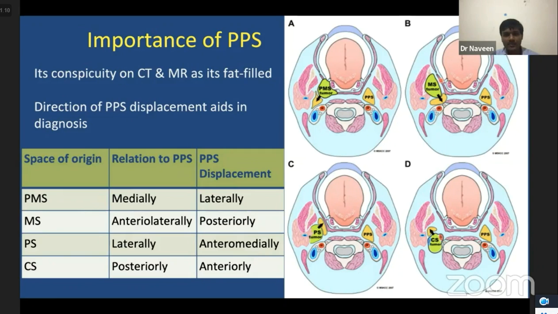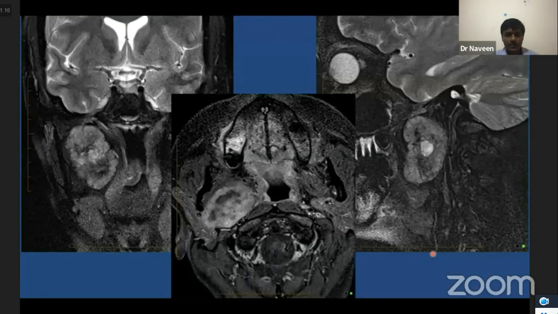The masticator space lesion displaces the parapharyngeal space posteriorly and medially, whereas the parotid space lesion will displace the parapharyngeal space anteromedially, and the carotid space lesion will displace it anteriorly. Let's see a few examples.